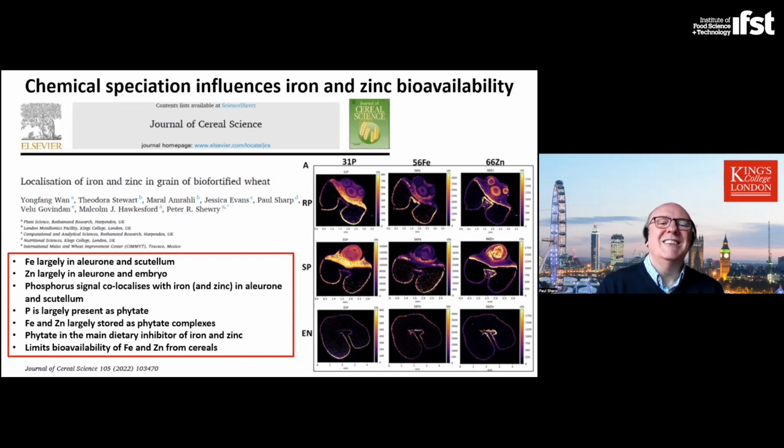We know that the phosphorus is largely present as phytic acid or phytate. And we also know that iron and zinc are largely stored within the aleurone tissue as phytate complexes. And this presents a problem for human nutrition because we also know that phytate is the main dietary inhibitor of iron and zinc. So it will limit the amount of iron and zinc that we can absorb from cereal-based foods. So a combination of those factors, the localization and the co-storage in the form of phytate, really limits the bioavailability of iron and zinc from cereals and cereal products.